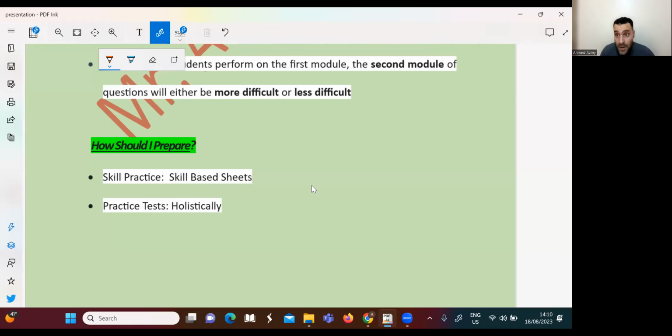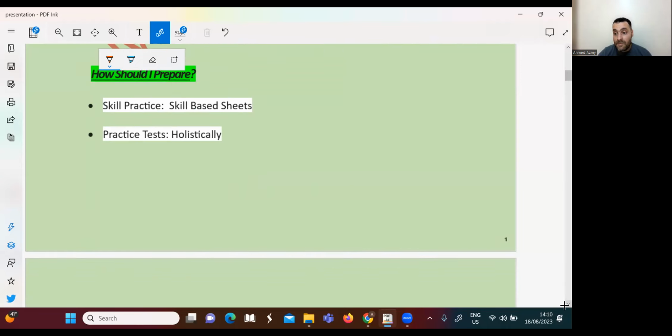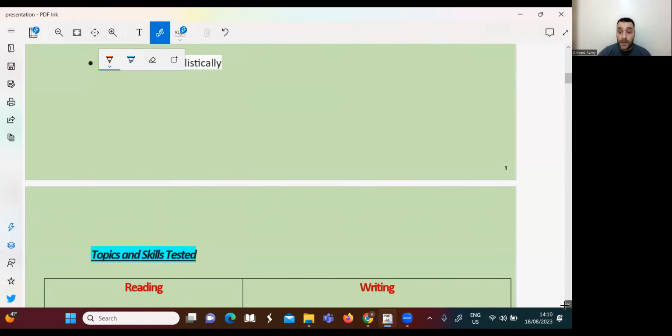When you finish all the skills, this is the time when you need to practice tests holistically, complete tests. So the first step, you need to study skill by skill. So you need skill-based sheets, and those sheets will be provided in the course, inshallah.